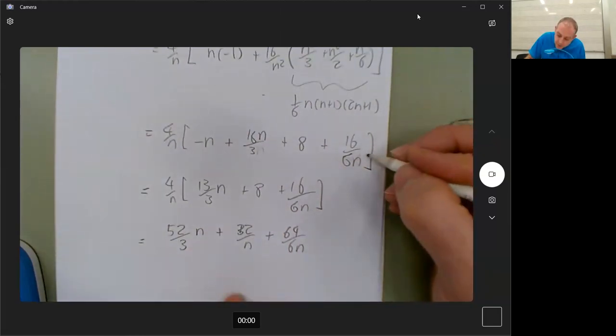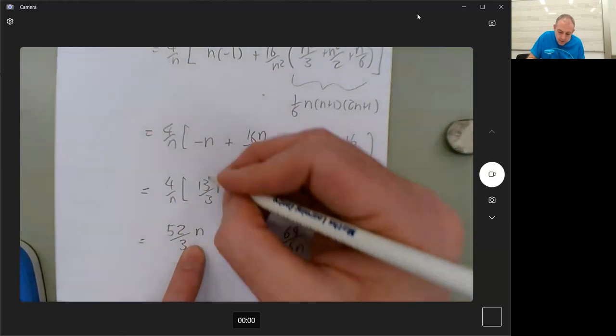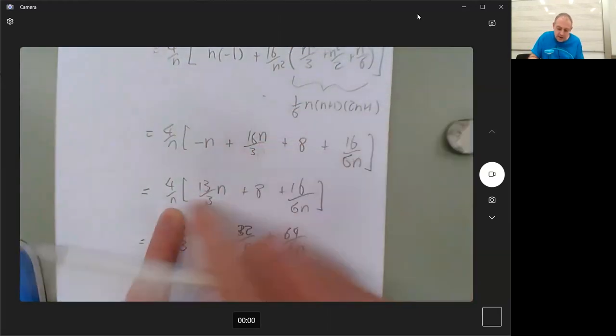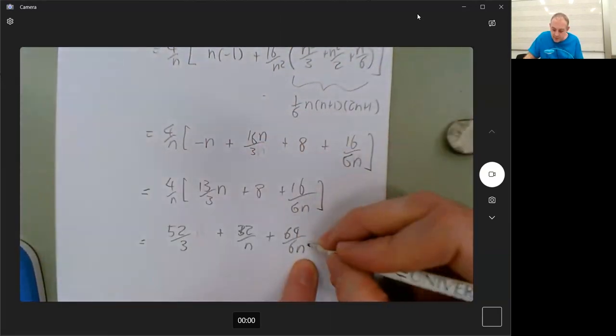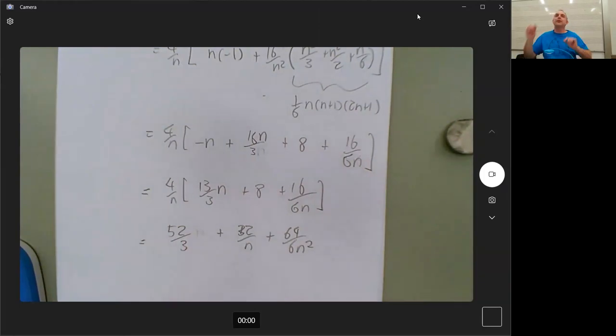Oh, this one, we don't have an n because that n cancels that n. And this one's an n squared now. Is that what you're getting at? Thank you. And this is the format you want. You want plain numbers and stuff with n's on the bottom. That's the goal.